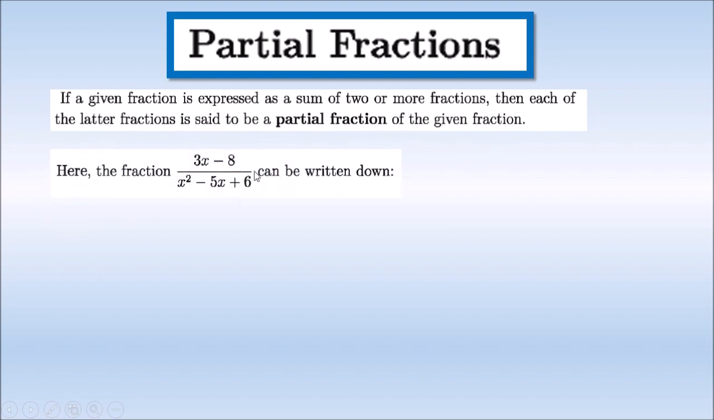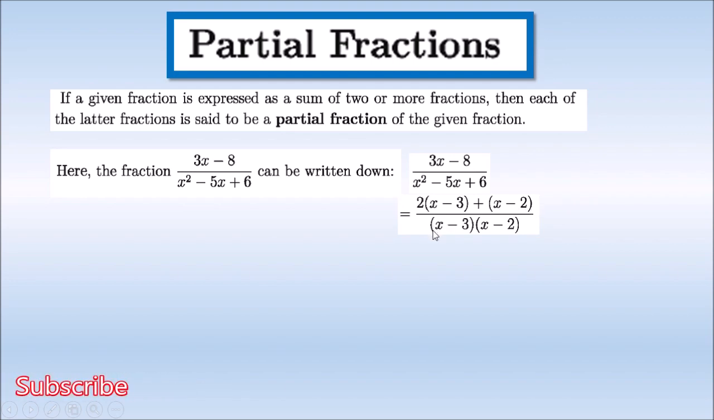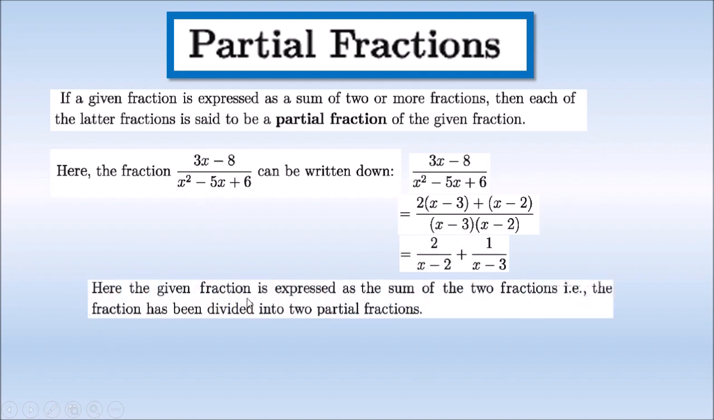So here is a fraction. You can see here we can write it this way: 2 into x minus 3 plus x minus 2 by x minus 3 into x minus 2. If we split it, then the simplification will be like this: 2 by x minus 2 plus 1 by x minus 3. So these are individually called the partial fractions of the given fraction. The given fraction is expressed as the sum of two fractions in addition form, so the fraction has been divided into two partial fractions.